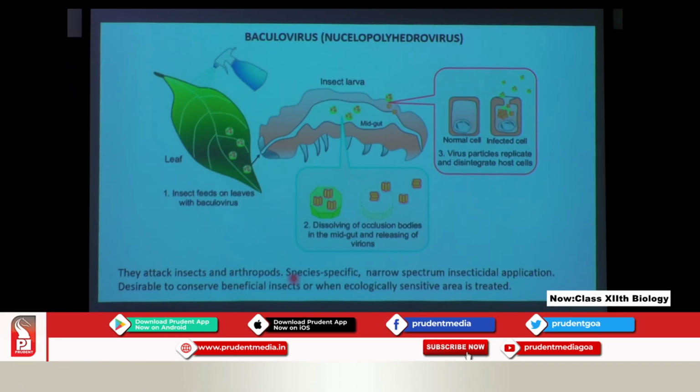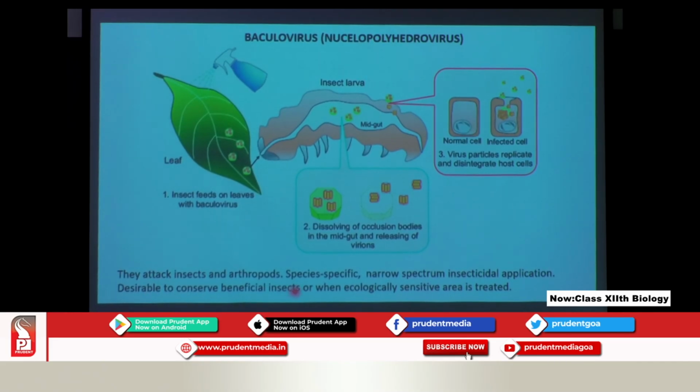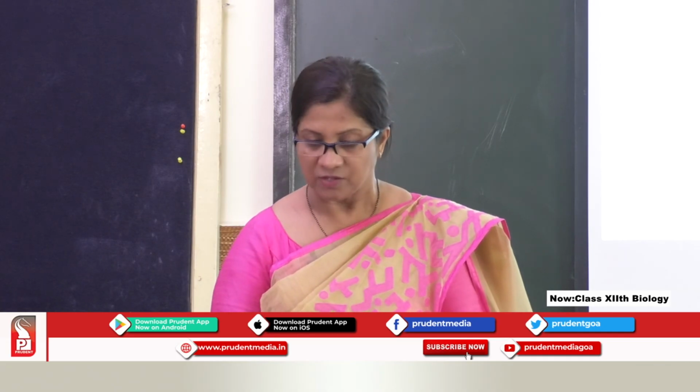Now one thing is important: they are species specific. Narrow spectrum insecticidal application. Now what is this essential for? It is desirable to conserve beneficial insects or when an ecologically sensitive area is treated. This application will conserve the beneficial insects and is used when an ecologically sensitive area is treated. Okay, so the next slide.